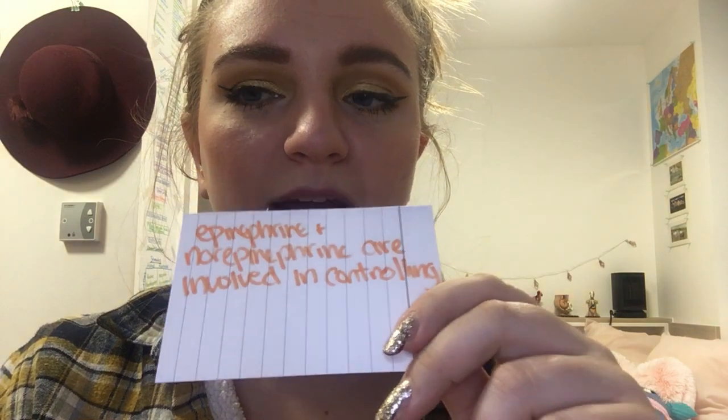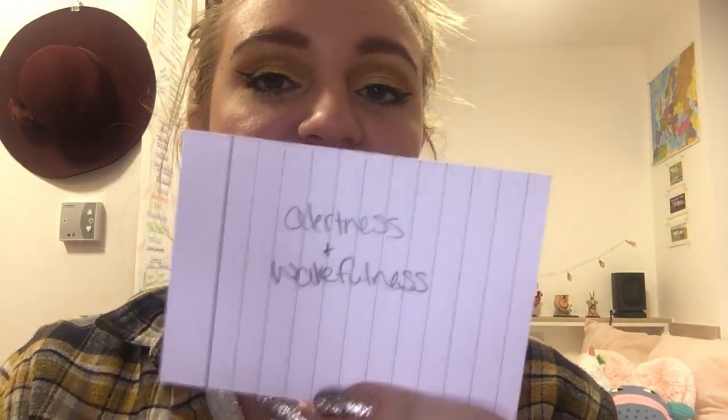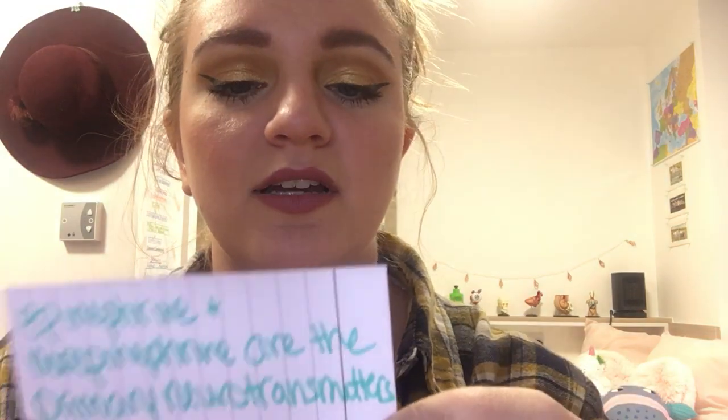Epinephrine and norepinephrine are involved in controlling alertness and wakefulness. Think about what they are: they're like adrenaline, right? If you give someone a shot of epinephrine, you give them a shot of adrenaline. That's what's in an EpiPen, like someone has if they have some sort of allergy. It really is just a shot of pure adrenaline. Epinephrine and norepinephrine are the primary neurotransmitters of the sympathetic nervous system.